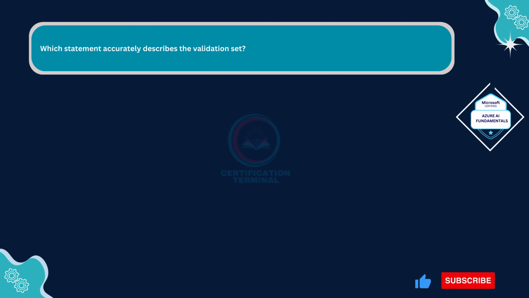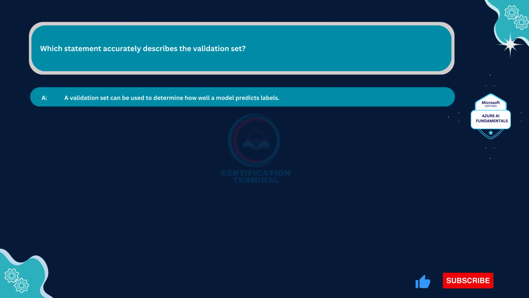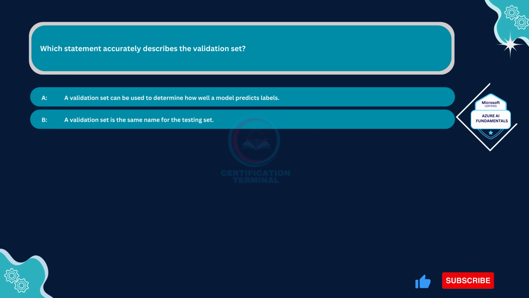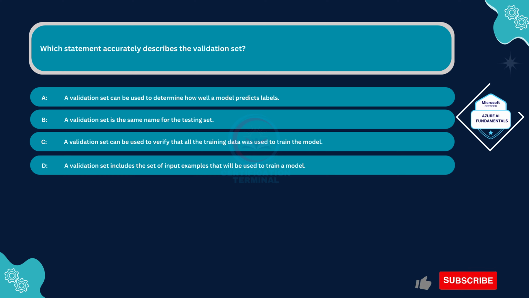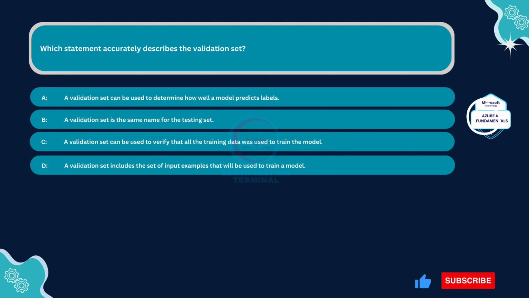Next question. Which statement accurately describes the validation set? Option A. A validation set can be used to determine how well a model predicts labels. Option B. A validation set is the same name for the testing set. Option C. A validation set can be used to verify that all the training data was used to train the model. Option D. A validation set includes the set of input examples that will be used to train a model.